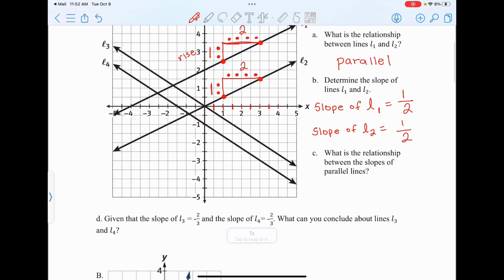So what is the relationship between the slopes of parallel lines? They are the same. Parallel lines have the same slope. And this should make sense. If the parallel lines have the same slope, this means that they are rising and running the same amount, and so they are never going to cross one another.